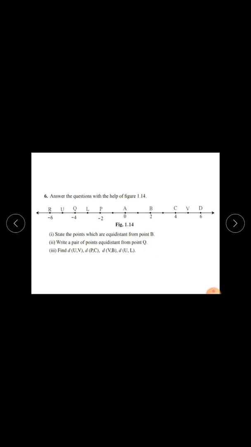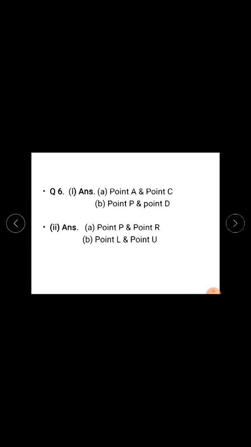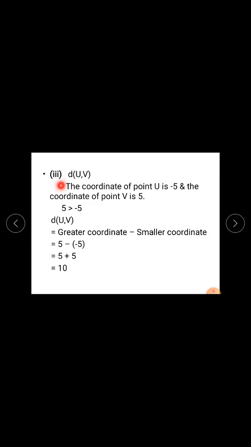Third sub question. Find distance UV, distance PC, distance VB and distance UL. You know how to find the distance between any 2 points on a number line. What is that formula? Greater coordinate minus smaller coordinate. So first we will solve distance UV.